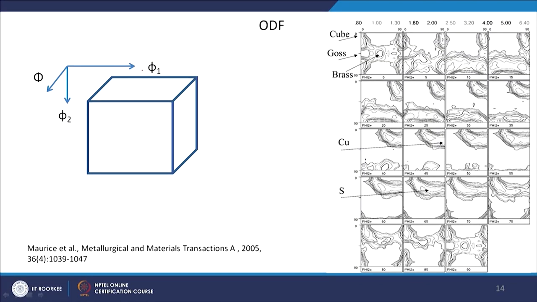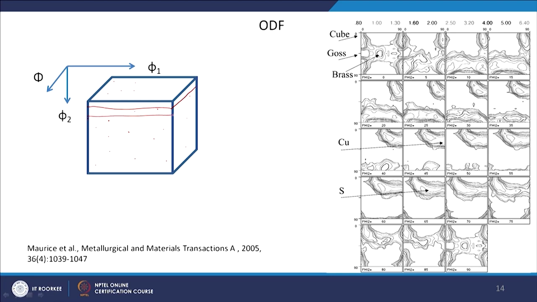Now you can see that I have three angles, so I can create a three dimensional space using these three angles, which is what we are doing here. So you have phi 1, capital phi and phi 2, a three dimensional Euler space. Any point in this will have some phi 1, phi, phi 2, and that will be the orientation of that particular grain. Now, looking at a three dimensional space will always be a difficult prospect.